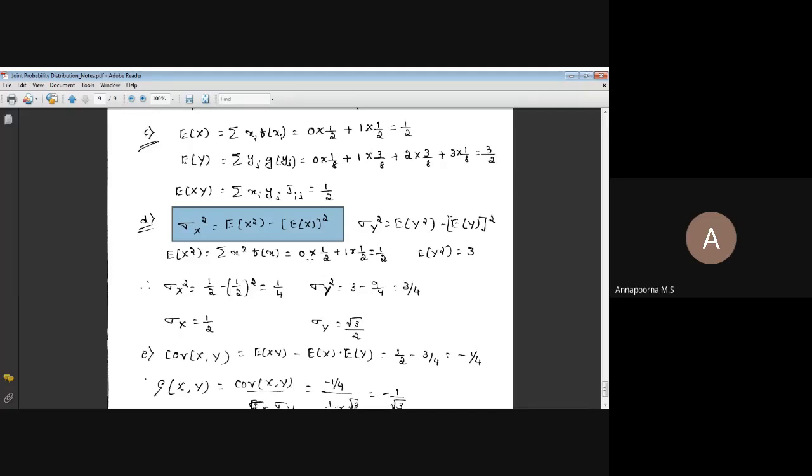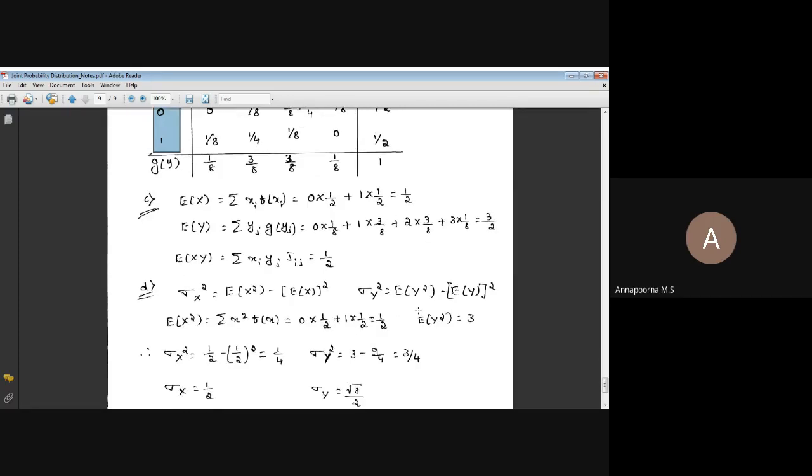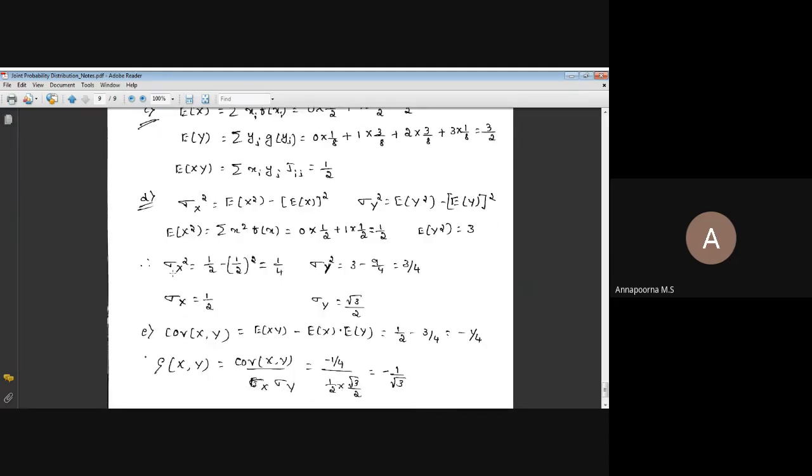It is the same thing again, you just square these numbers. So 0 square is 0, into 1 by 2, plus 1 square is also 1, into 1 by 2. Similarly, you find E of Y square and substitute in these formulae, and you will get sigma X square as 1 by 4, sigma Y square as 3 by 4. Therefore, standard deviations of X and Y are given by 1 by 2 and root of 3 by 2.